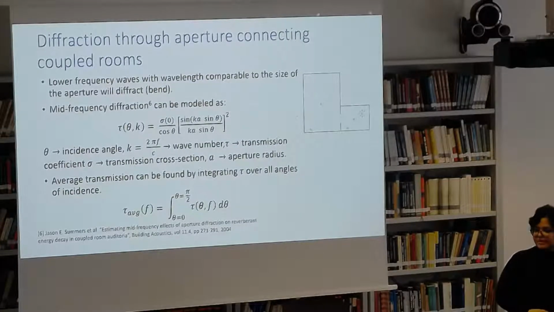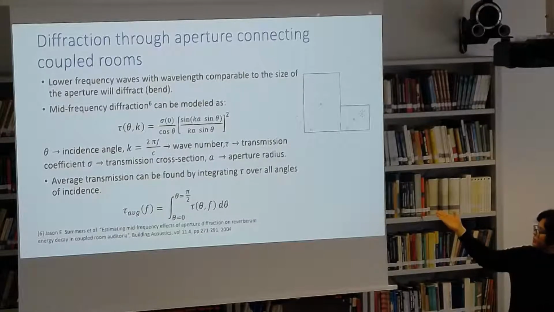So the next question was, okay, I'm proposing a filter feedback matrix, but how do I design it in a meaningful way? So I worked with this mid-frequency diffraction model that I found in this paper, and I'm sure there are more diffraction models that can be exploited. But it basically gives you a tau, which is a transmission coefficient between the two rooms. That is a function of theta, which is the incident angle, so the angle of the incoming sound wave, and k, which is your wave number, which in turn depends on frequency. So this tau is a function of the frequency, as well as a, which is the radius of the aperture.